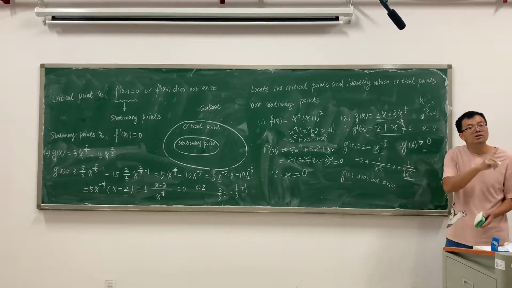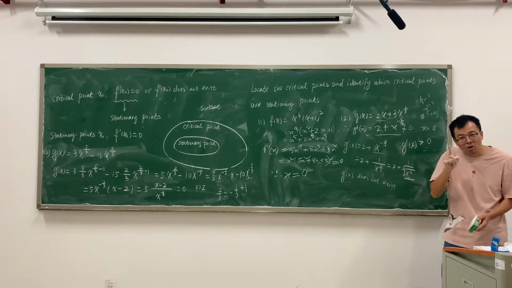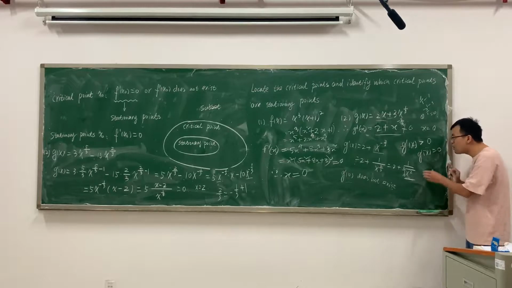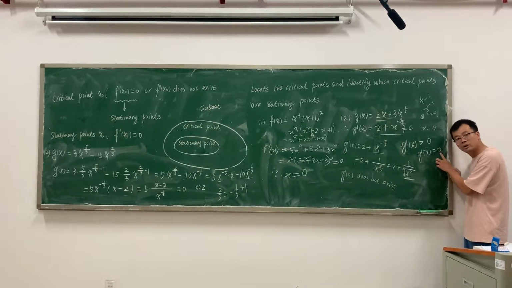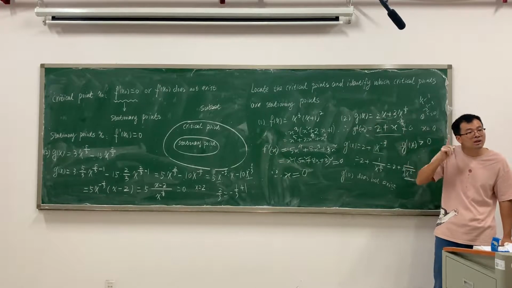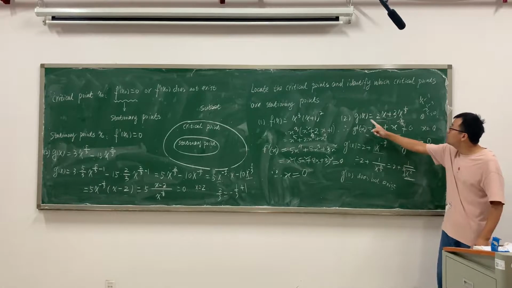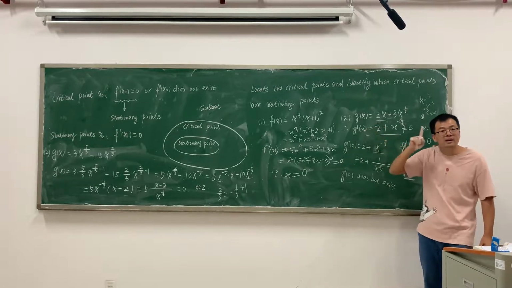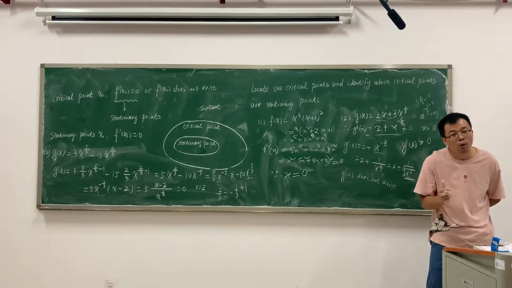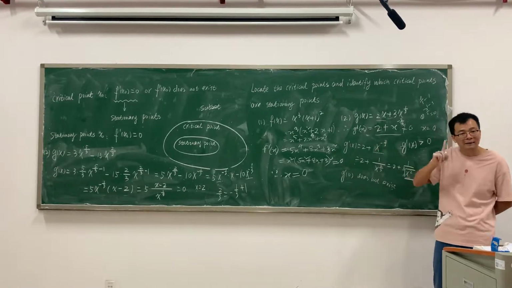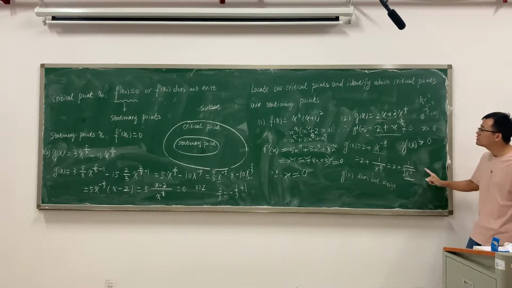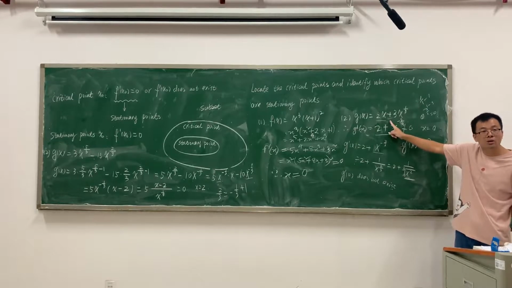Always greater than 0. So there is no point such that g prime equals 0. So for this function g(x), there is no stationary point, because for all points, g prime is greater than 0.